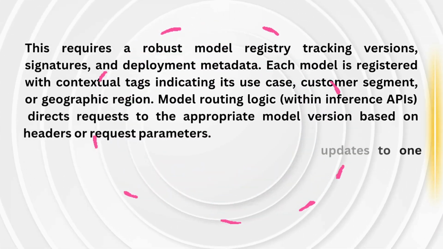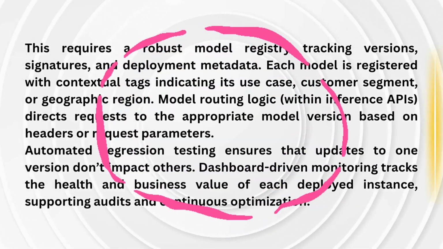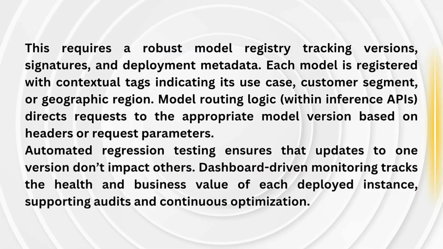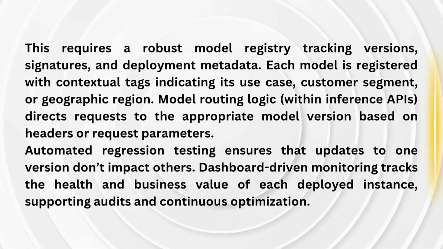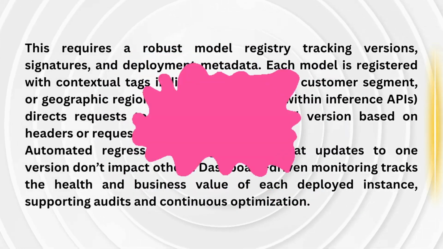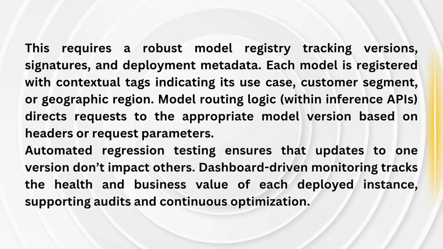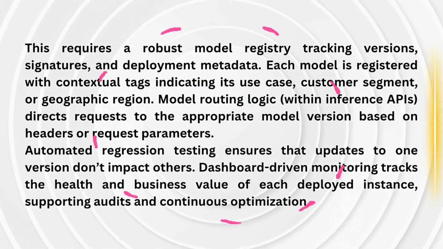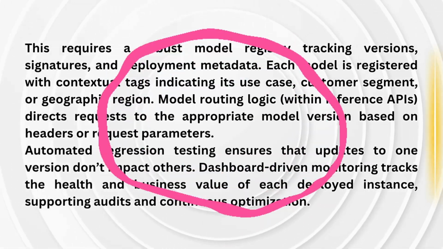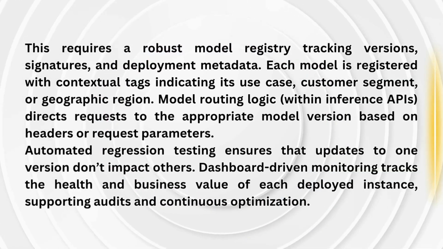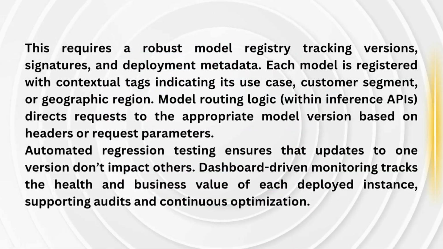This requires a robust model registry, tracking versions, signatures, and deployment metadata. Each model is registered with contextual tags indicating its use case, customer segment, or geographic region. Model routing logic within inference APIs directs requests to the appropriate model version based on headers or request parameters. Automated regression testing ensures that updates to one version don't impact others. Dashboard-driven monitoring tracks the health and business value of each deployed instance, supporting audits and continuous optimization.